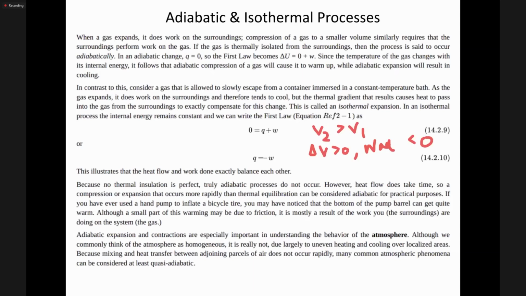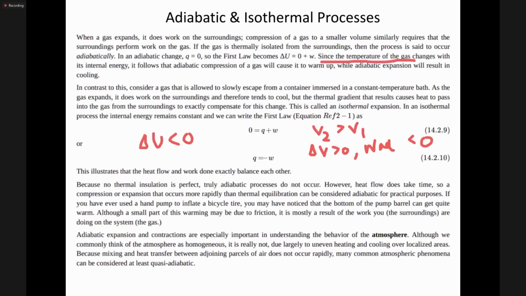And since the minus sign will remain and the work done will be negative, that means the gas will be cooled. Because if W adiabatic is less than 0, it means delta U will also be less than 0. So the internal energy of the gas system will decrease, just opposite from the last case. So in this case, the gas will eventually get cooled. So that's what is written over here.